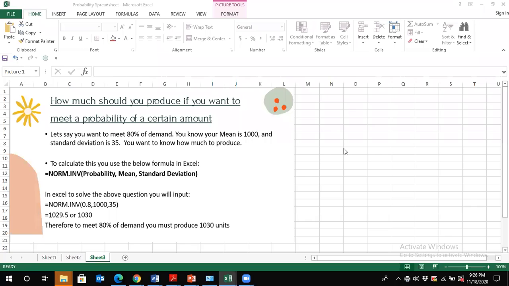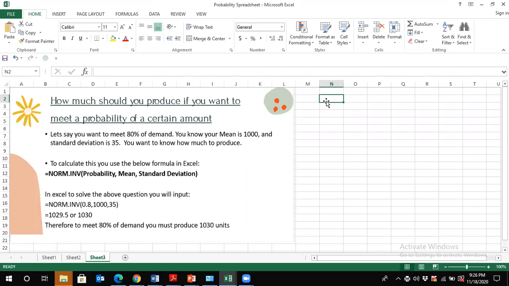All right, so we are now in Excel, and just like I set up the last question, I'm going to set this question up in Excel. And I highly recommend that you do something like this when you're solving these questions, because it just makes life a lot easier.